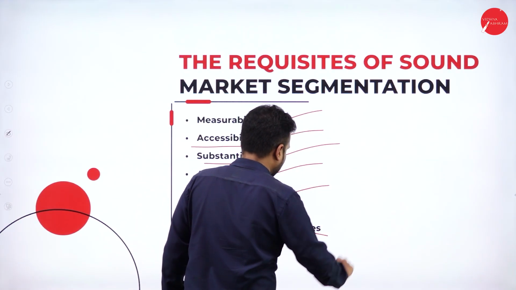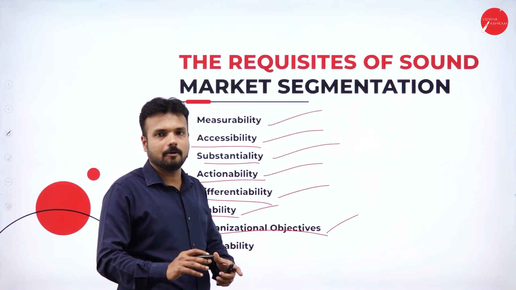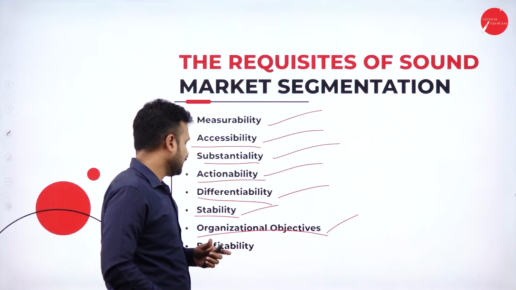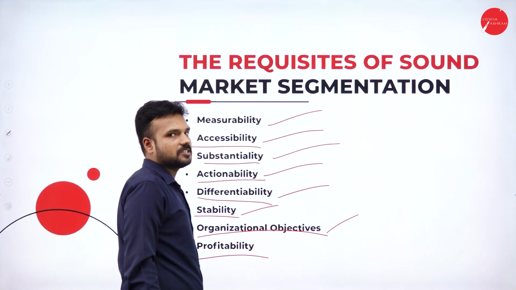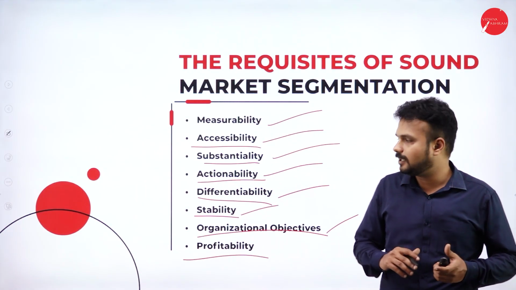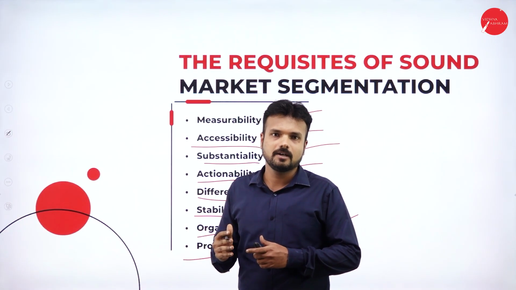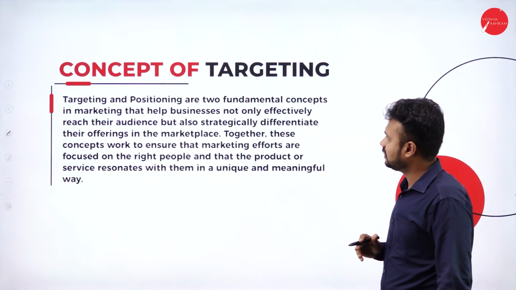Organizational objectives. There must be clear-cut, defined objectives of the organization. It is going to benefit to reach the goals of the organization. And lastly, profitability. That is the main goal of every organization, making profit. If they make more profit, they can focus on expansion of the business. That is the ultimate goal of every business organization.